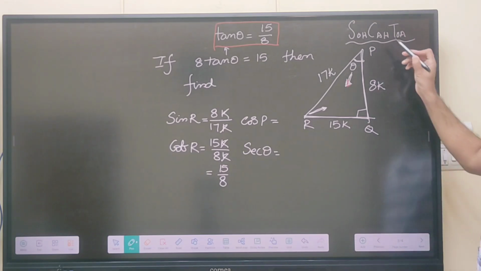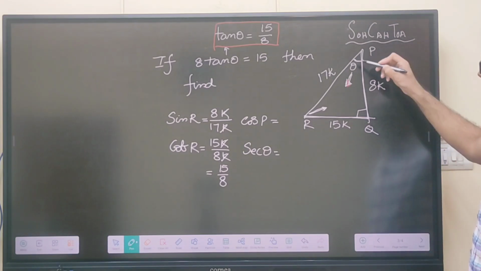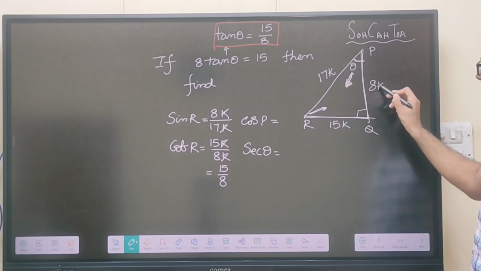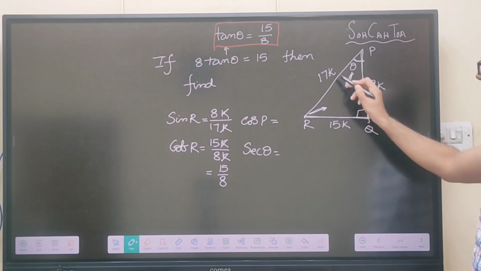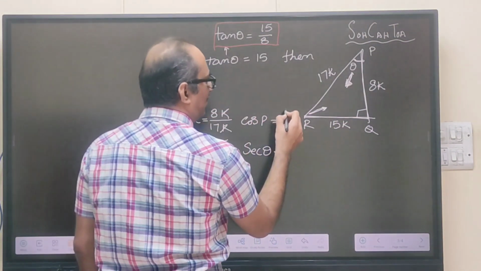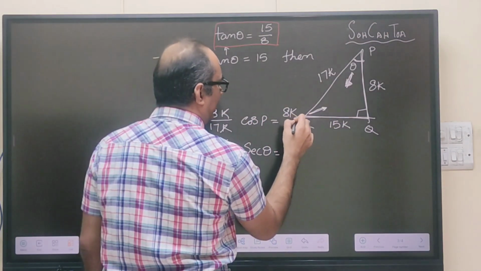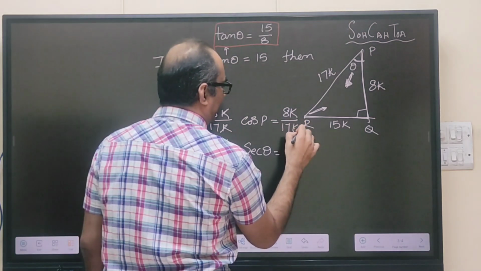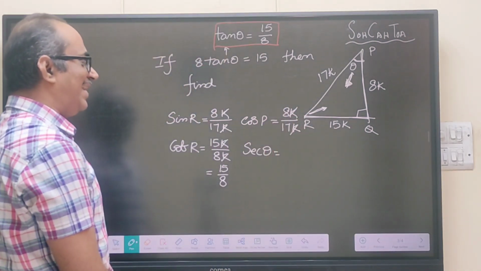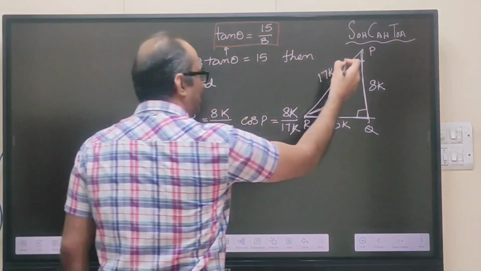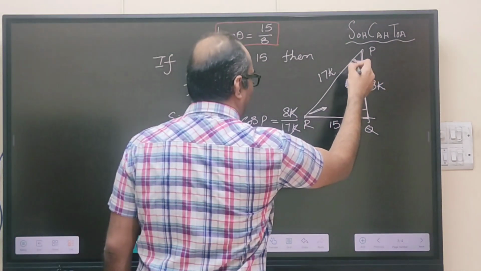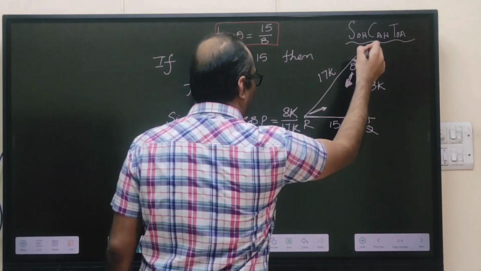So cos is adjacent by hypotenuse and P is the angle where I am looking from. Adjacent will be 8 and the hypotenuse will be 17. So can I say that cos P equals 8k divided by 17k. k and k will cancel. 8 by 17. Then secant theta. Either I mention P or I take an angle theta. Both of them are the same because if the angle is not given, I'll take the vertex.